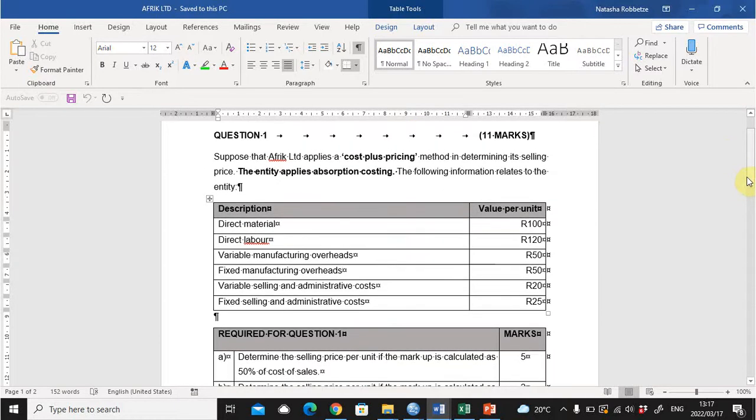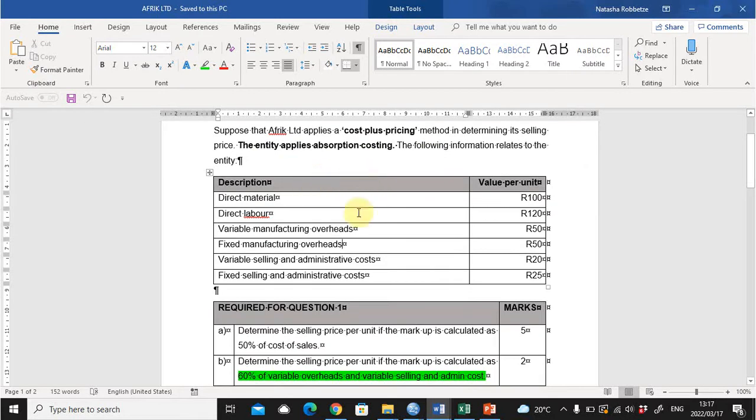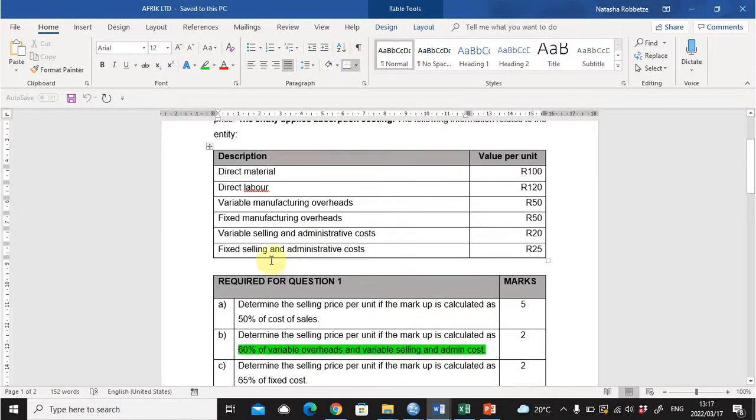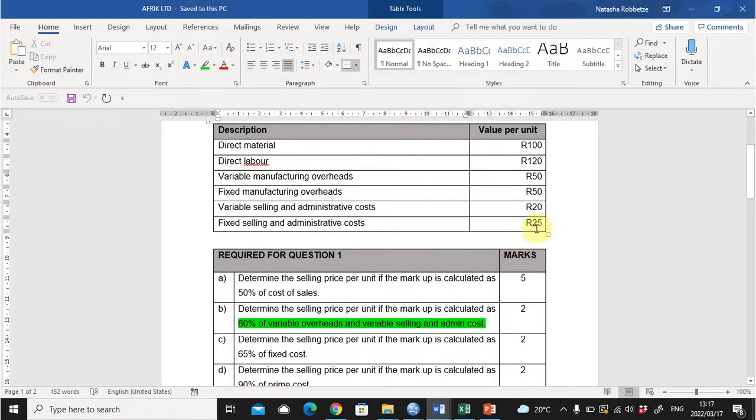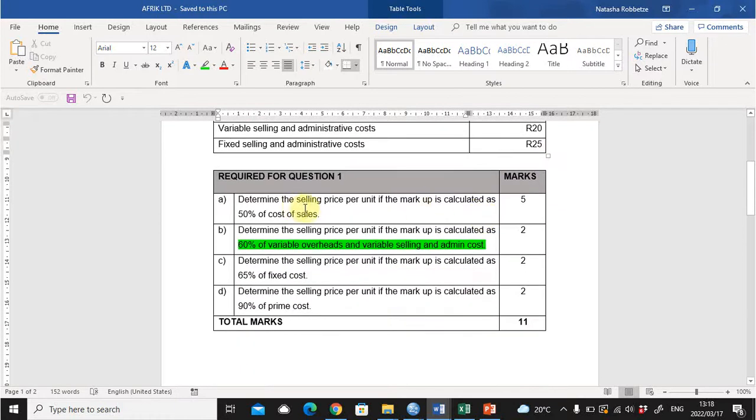This is a question where cost plus pricing is applied and the entity uses absorption costing. They've given us a list of costs here including direct material, direct labor, variable manufacturing overhead, fixed manufacturing overhead, some variable selling and admin costs and fixed selling and admin costs at 25 Rand listed there. In the first required part, they ask us to calculate the selling price if the markup is 50% of the cost of sales.